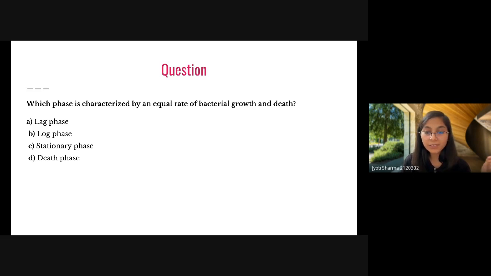So, can you write the answer in the chat box? When the death rate is equal to the growth rate. So, this is kind of equal number of growths to the equal number of deaths. So, what kind of phase am I talking about? Can you give me the answer in the chat box? Anyone?